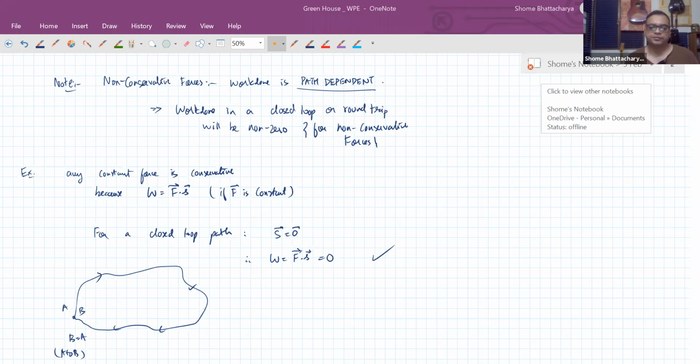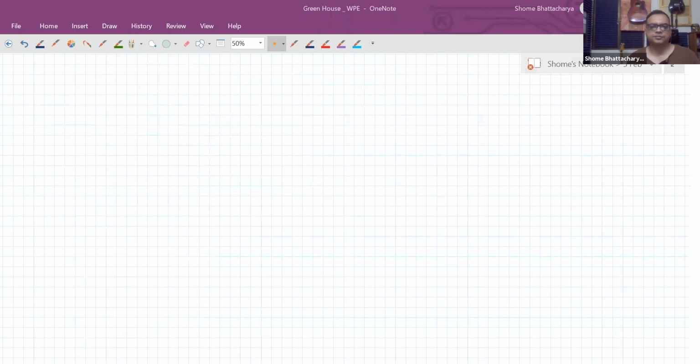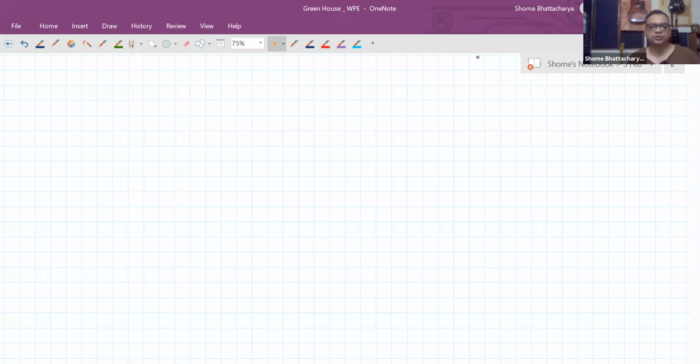Okay, done. Let's look at another example of conservative force. Now this time we'll take a variable force like spring force. Spring force, we know it is conservative. Now let's demonstrate the work done by a spring in a round trip is zero.